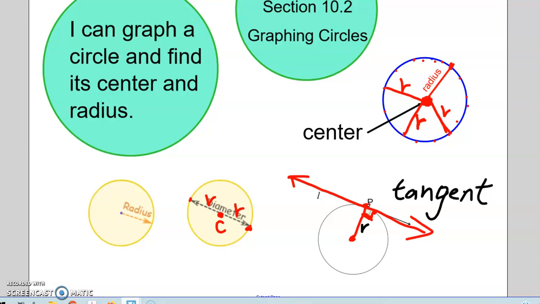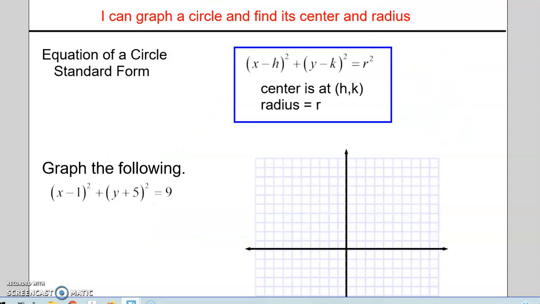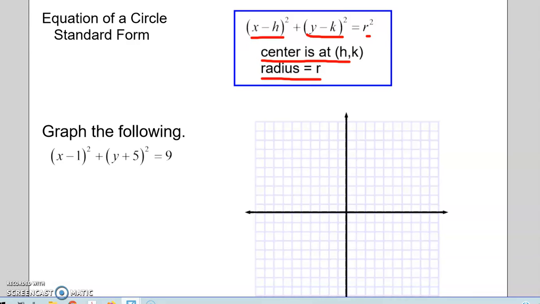Okay, so with that terminology out of the way, we're going to look at the equation of a circle in standard form. So the equation of a circle in standard form looks like this. It's (x minus h) squared plus (y minus k) squared is equal to r squared. And so from this equation of a circle in standard form, we can find its center. The center would be (h, k), and we can also find its radius. The radius is r.